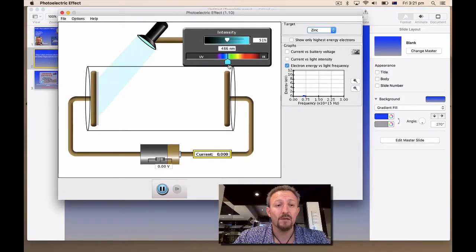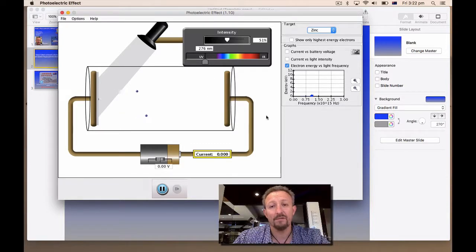So now we're entering into the blue area. Notice the intensity is the same, but now we've got to go right into the purple, and now we're entering the ultraviolet. There, 257 nanometers. I'll just drop that down just a little bit. There we go, about 276, and I'm getting my first electron which is being emitted.